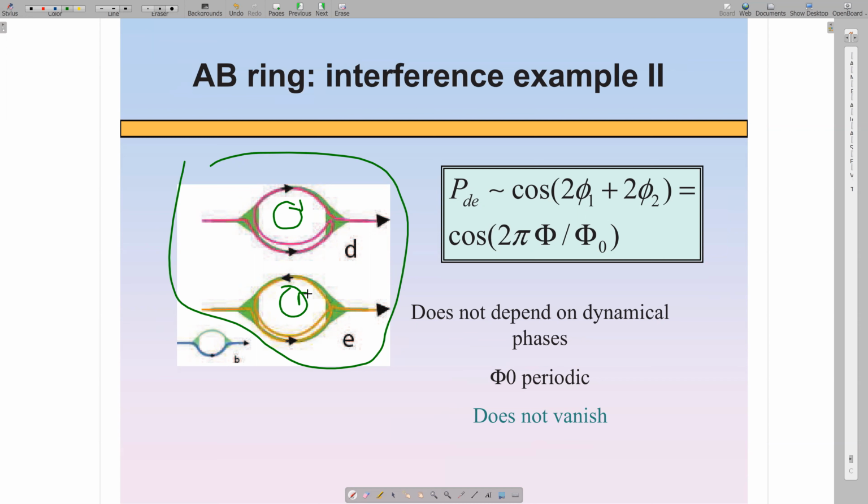Fine, which means dynamical phases are precisely the same for these two trajectories. And dynamical phase doesn't interfere with the answer. There's only the Aharonov-Bohm phase. Because of the loop, there's a factor 2 over here. So the result doesn't depend on dynamical phase. It is periodic with a flux quantum. And since it doesn't depend on the dynamical phase, it doesn't vanish upon averaging.